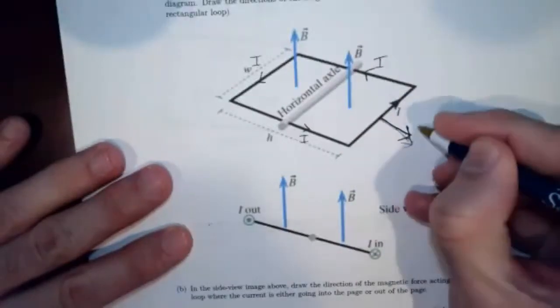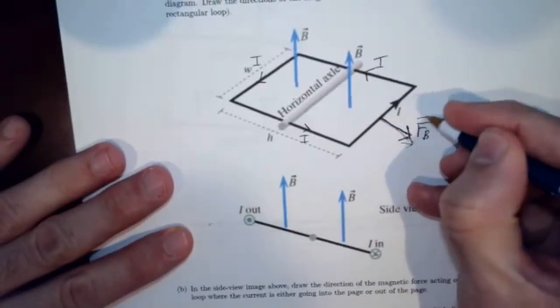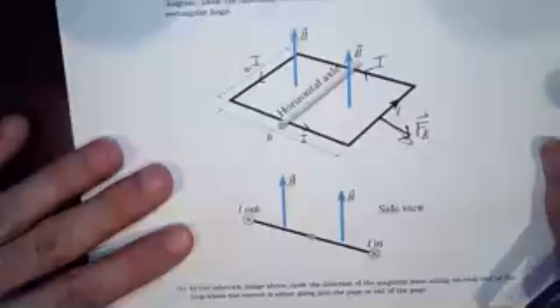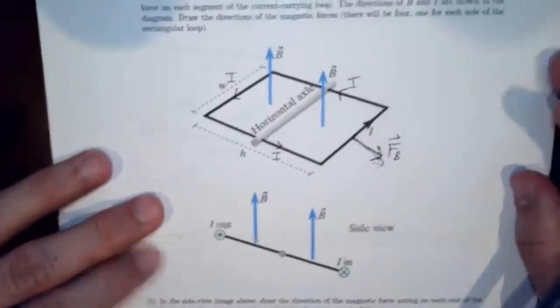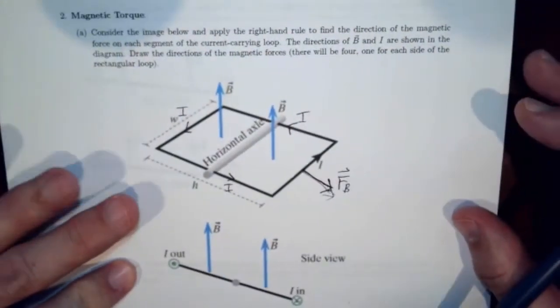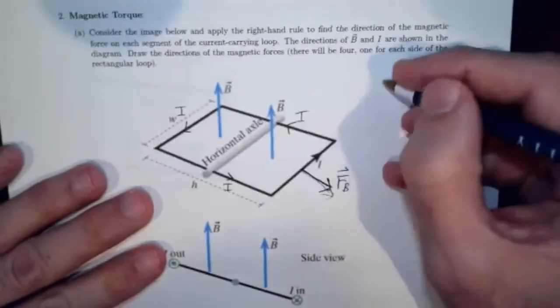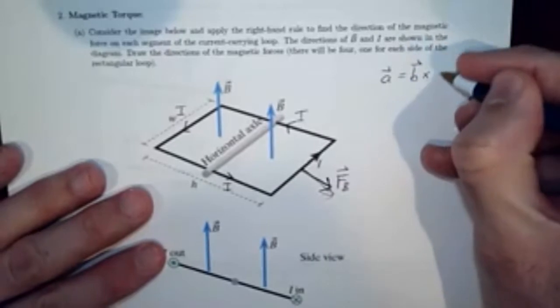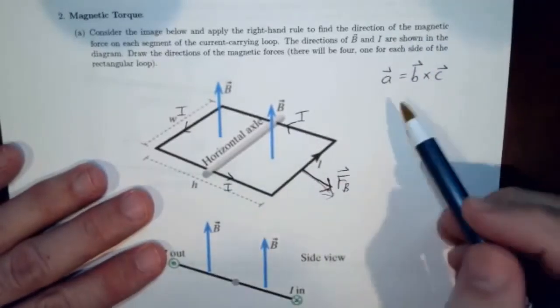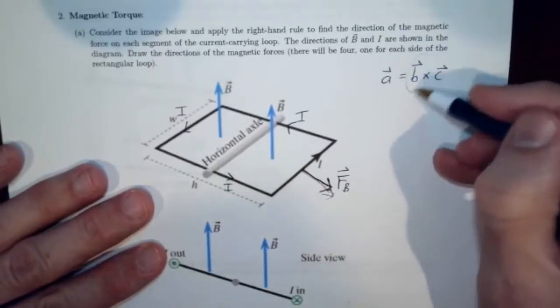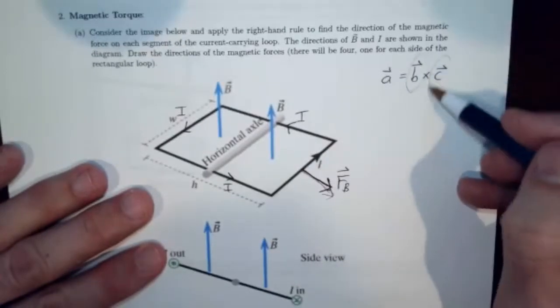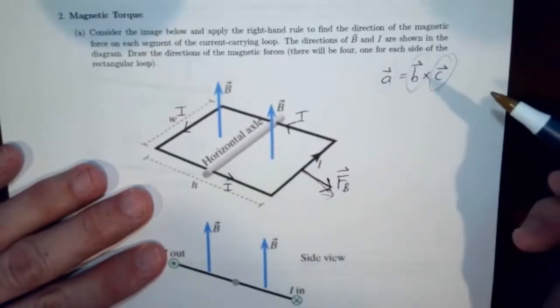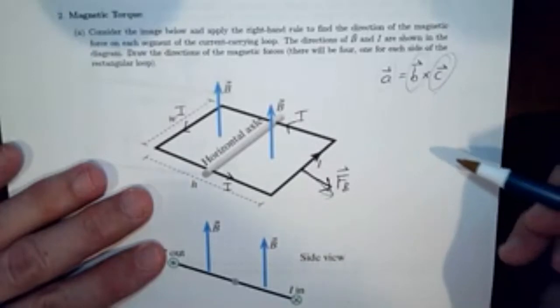Right, so there's a magnetic force. By the way, I mentioned this in one of the videos, but I'm going to mention it again. If I have a cross product, A equals B cross C, then we know that B and C are both going to be perpendicular to A. That's the nature of a cross product.